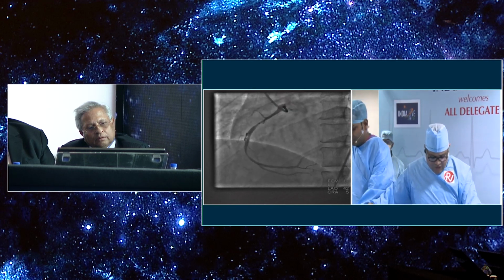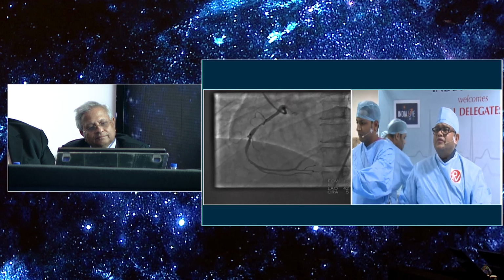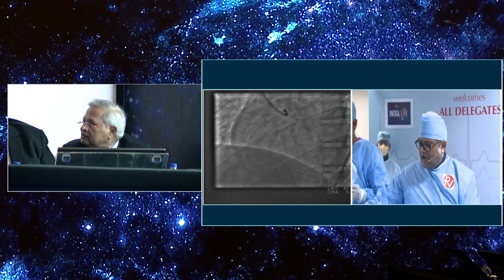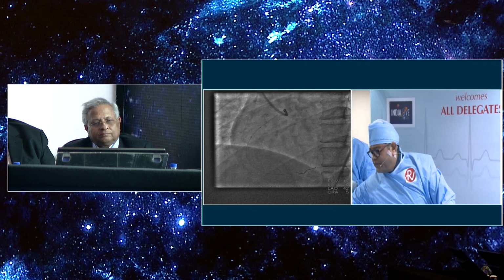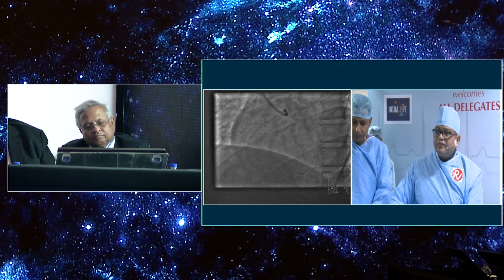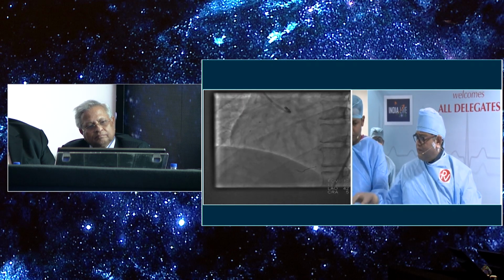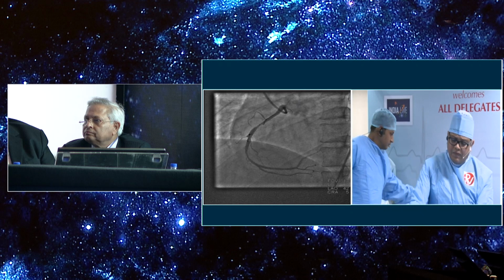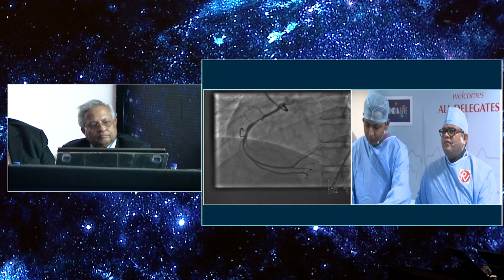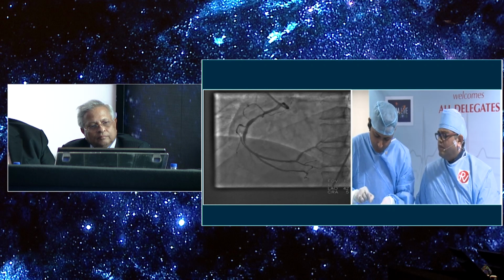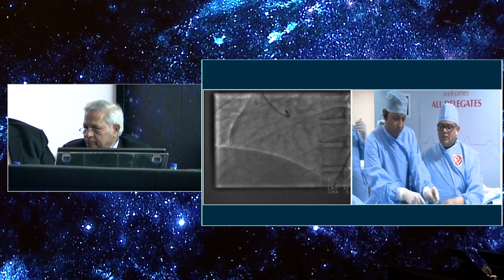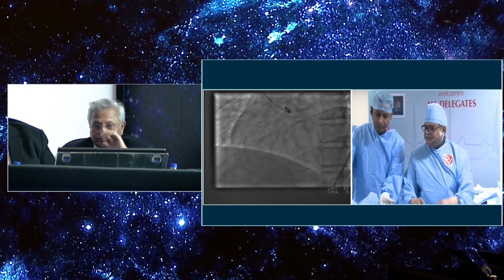So after certain pushing and certain rotation, I am now more selectively cannulating the right coronary. The wire, please.